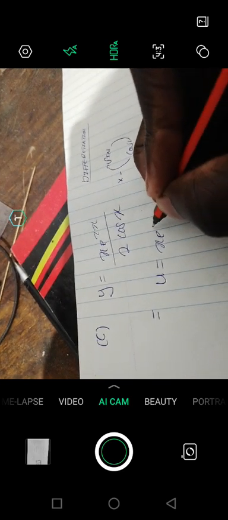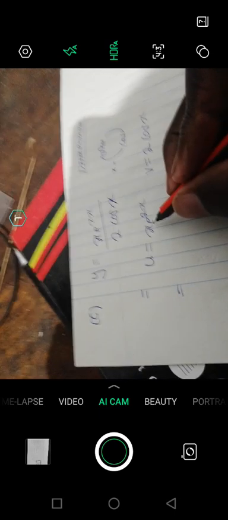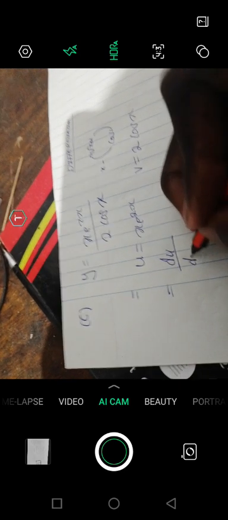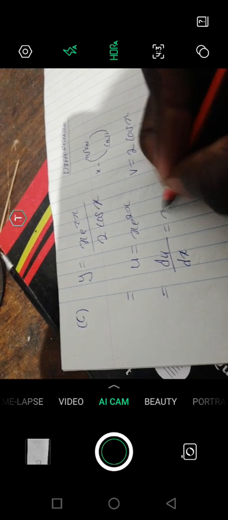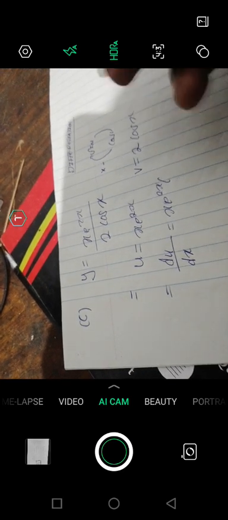Like what I was saying, on top here is a u value, which is x e to the power 2x, and a v, the one down, is 2 cos x. Then we have to differentiate this, du with respect to x. The x I leave like that. This one does not get affected, including the power. But what does get affected is the power. We have to differentiate it.